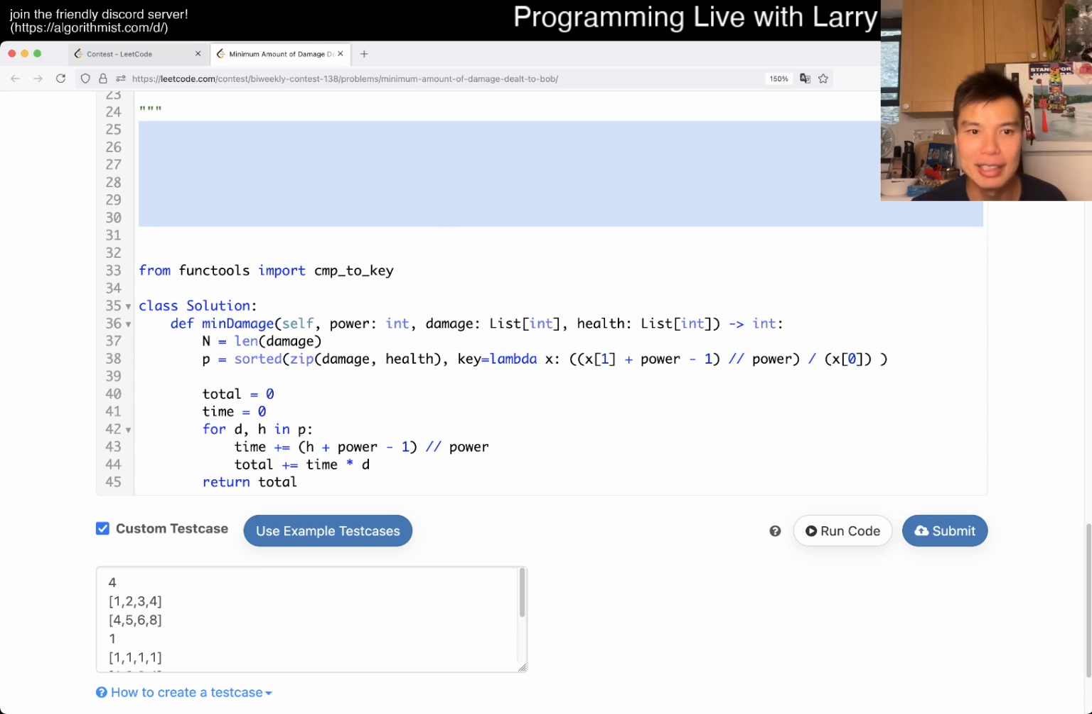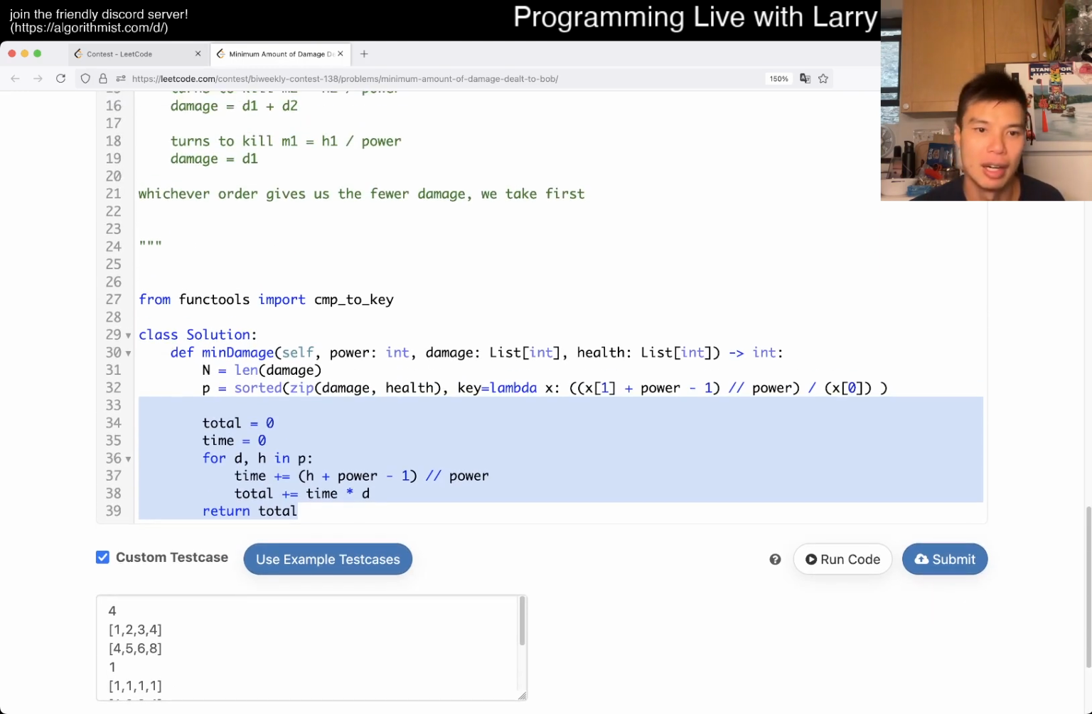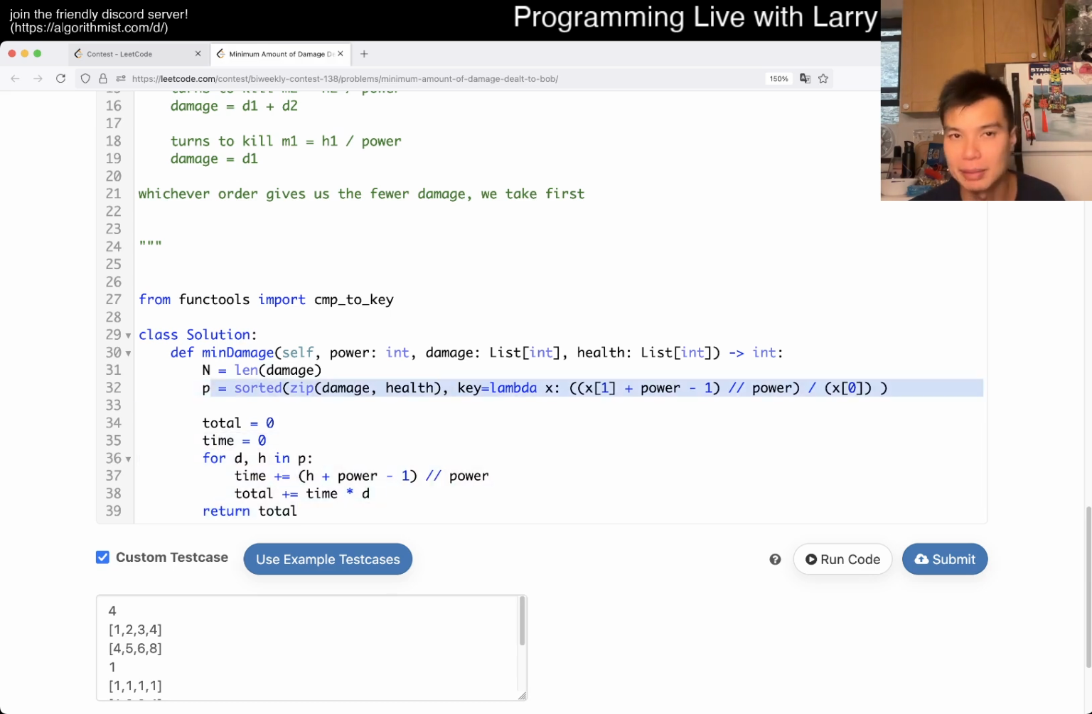What is the complexity here? Well, this is obviously going to be n log n because of the sorting, and everything else is linear time and constant time. Linear time and constant space. Actually, this is going to be linear space. I misspoke, my apologies.